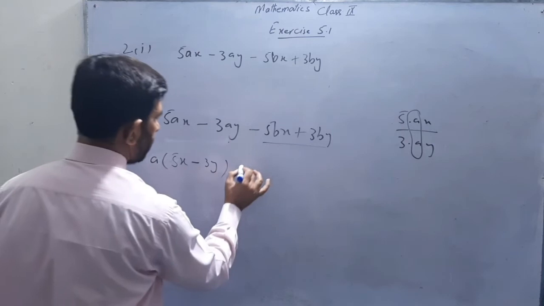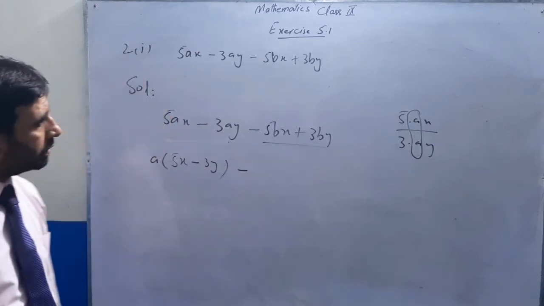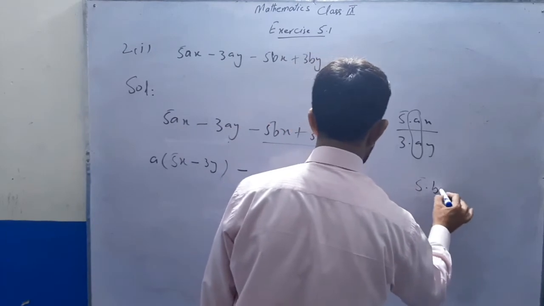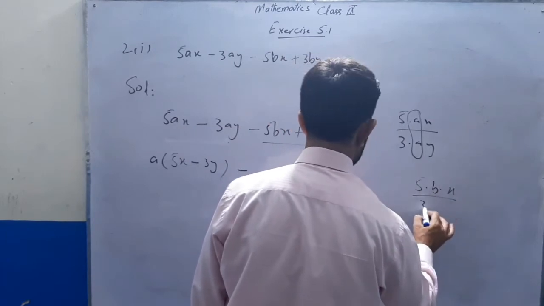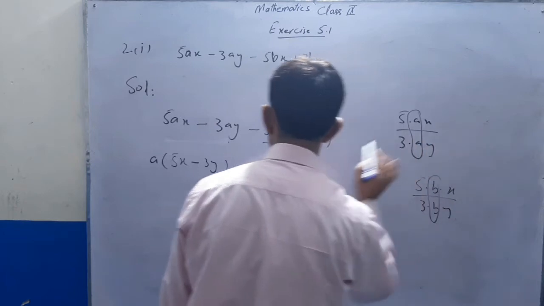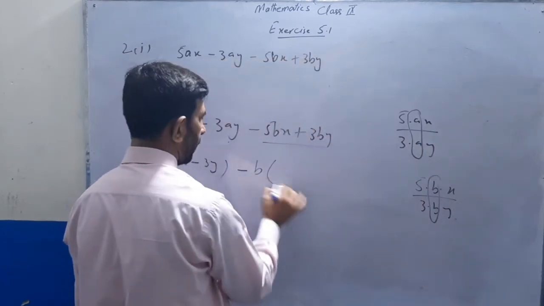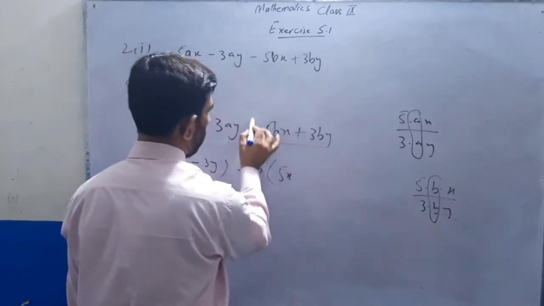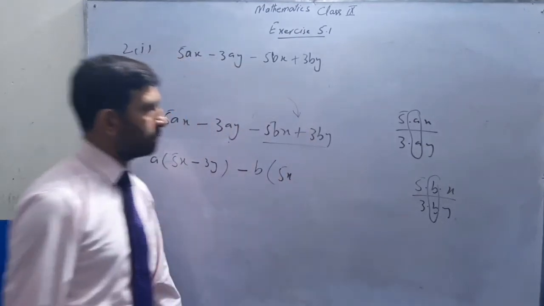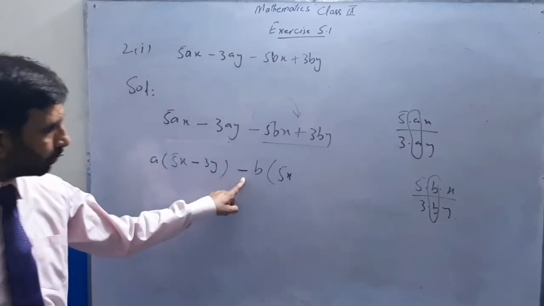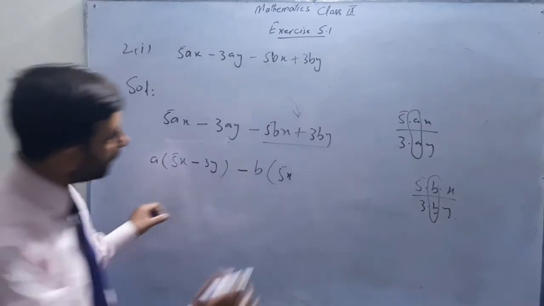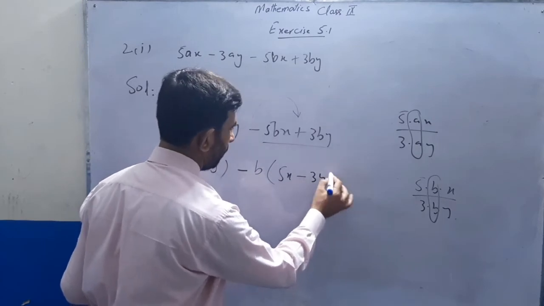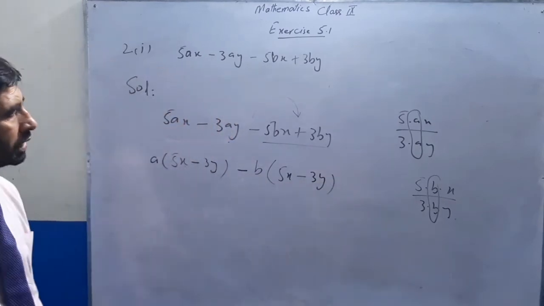Now the minus sign is written down, and what's common in the third and fourth terms? You can write it over here: 5bx and 3by. B is common. So write B over here, and what's left? 5x is left, and the internal sign will be changed because there is a minus sign outside the bracket. Whenever there is a minus sign outside the bracket, internal signs are changed. Here you write 3y, because B has been taken as common.